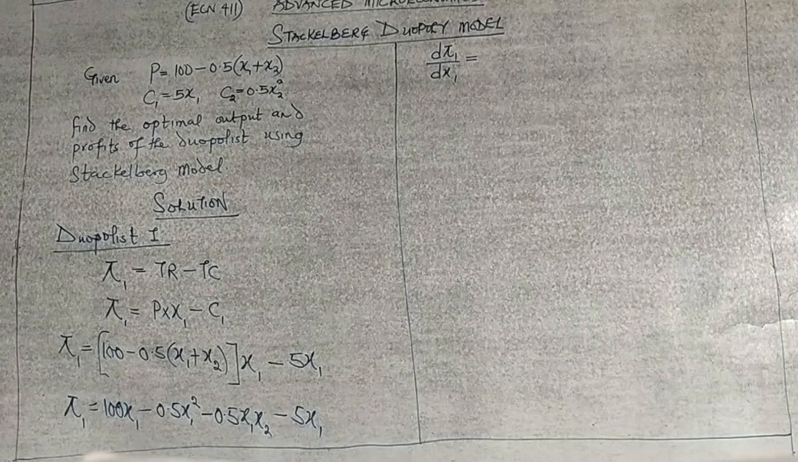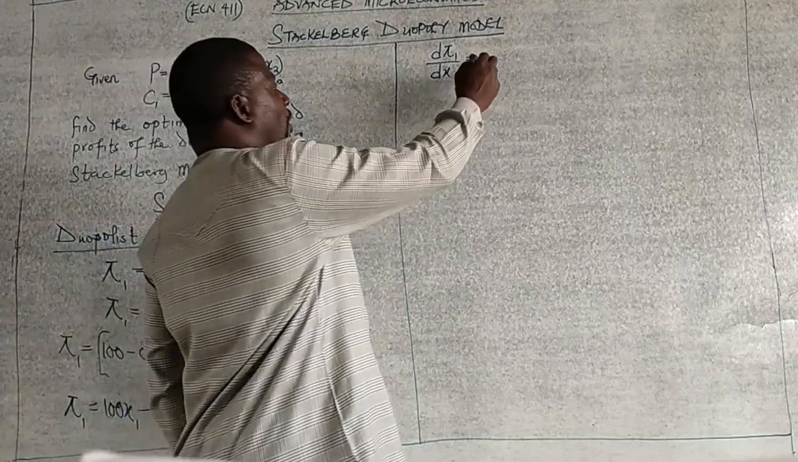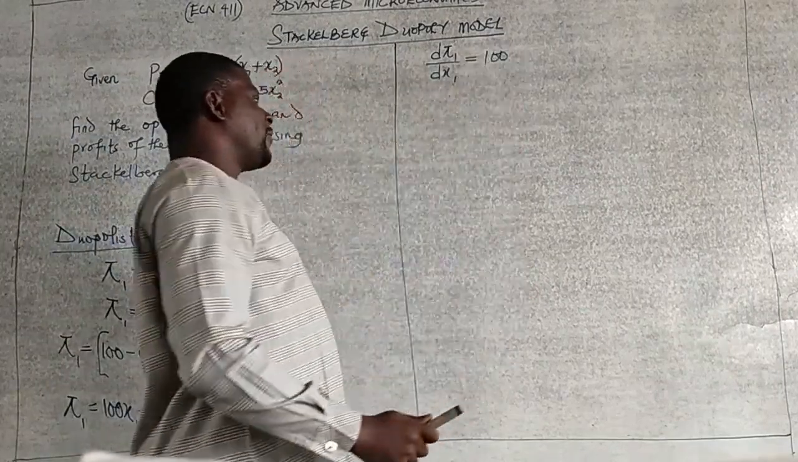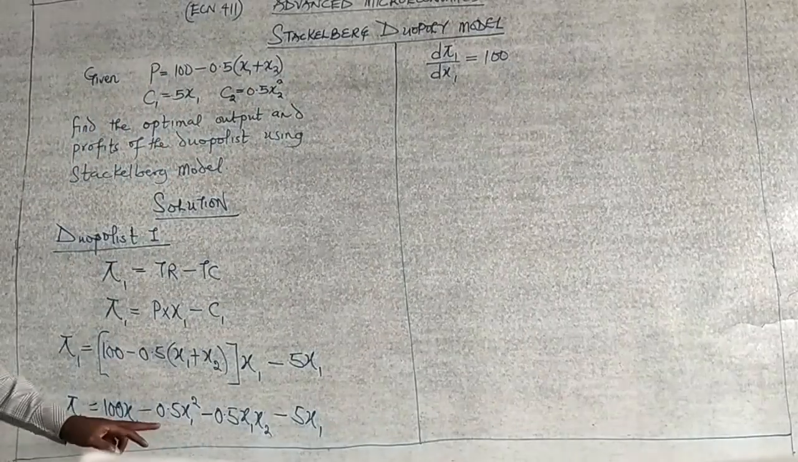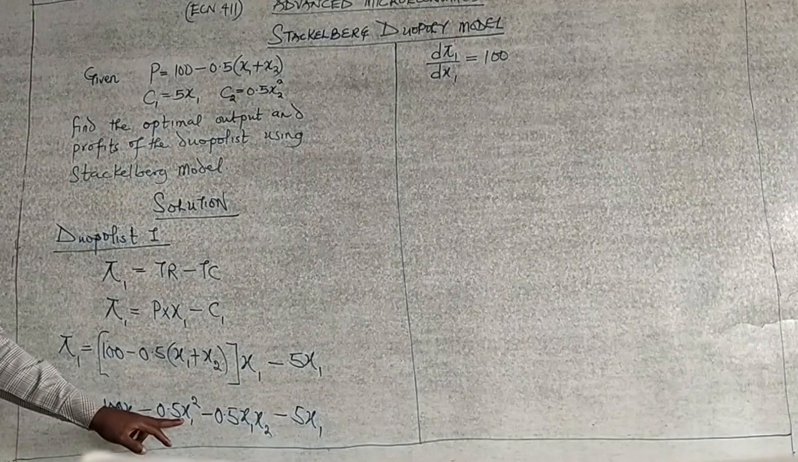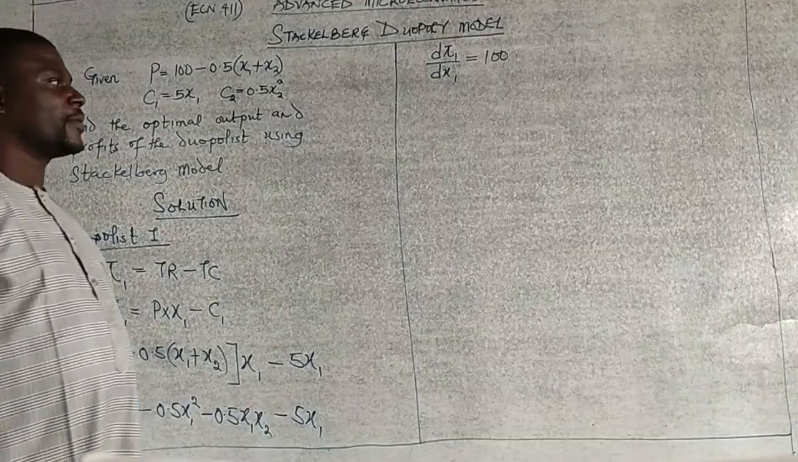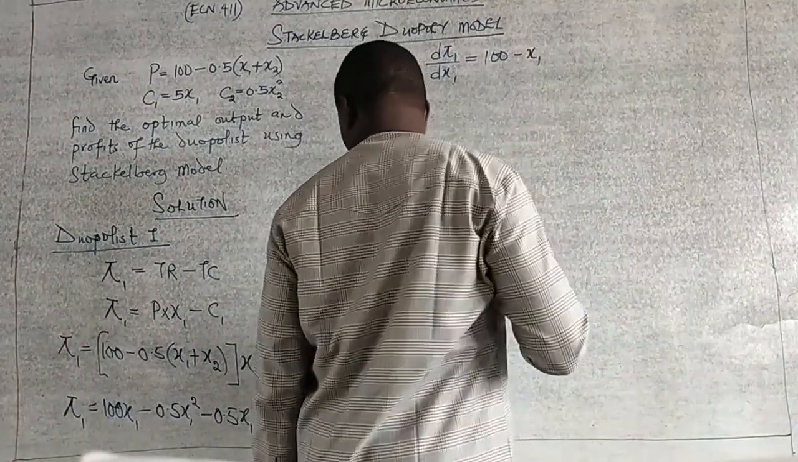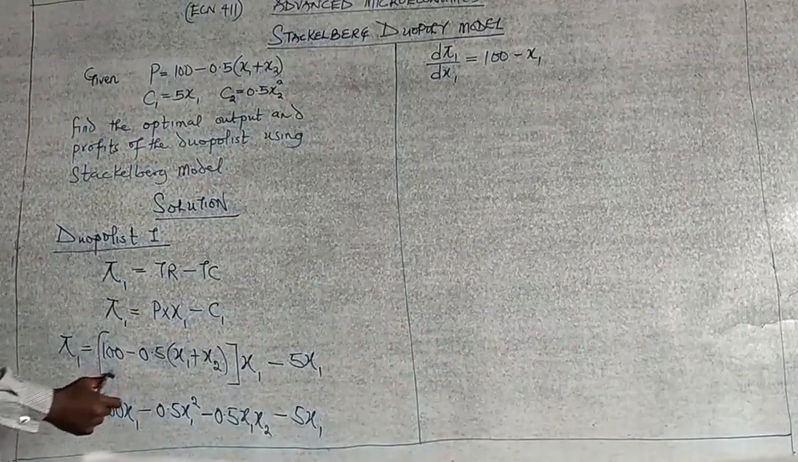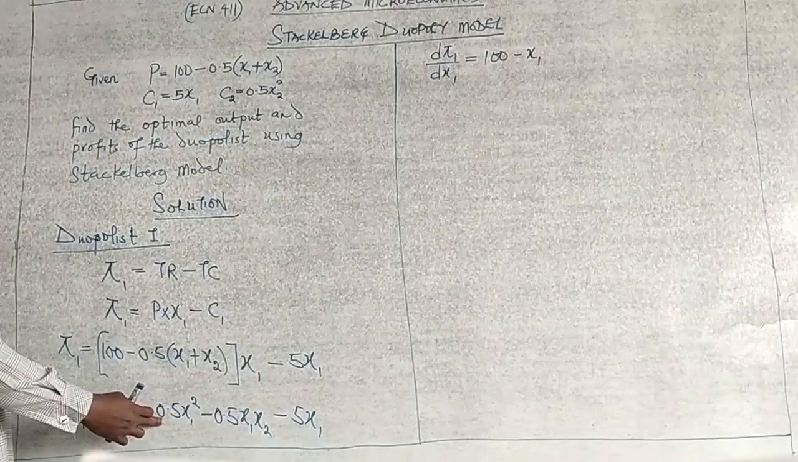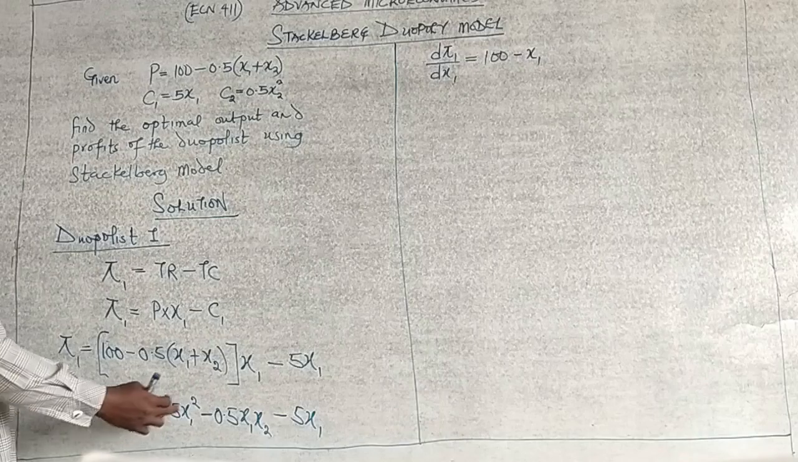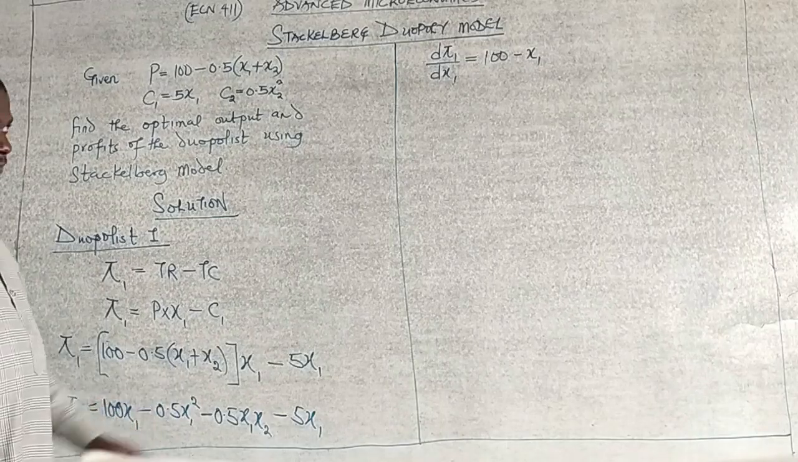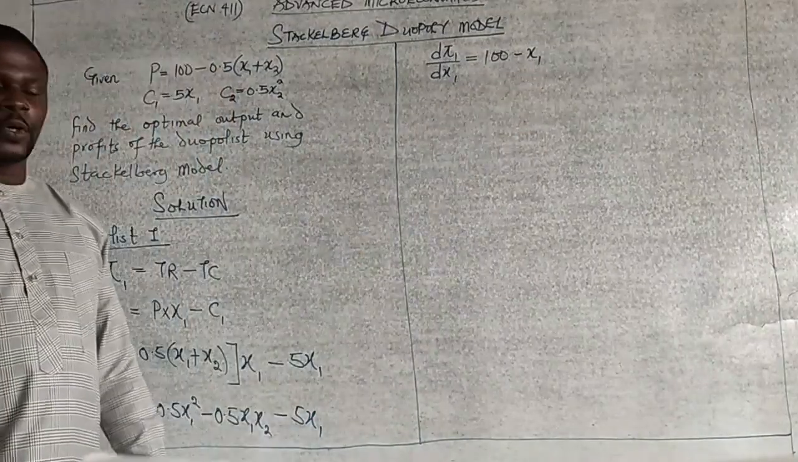Can I continue, guys? We are differentiating with respect to x1. So differentiate 100 x1, what was that? 100. Then differentiate minus 0.5 x1 squared. What would that give me? Minus 2 x1 times 0.5, which is minus 1, so you will have minus x1.